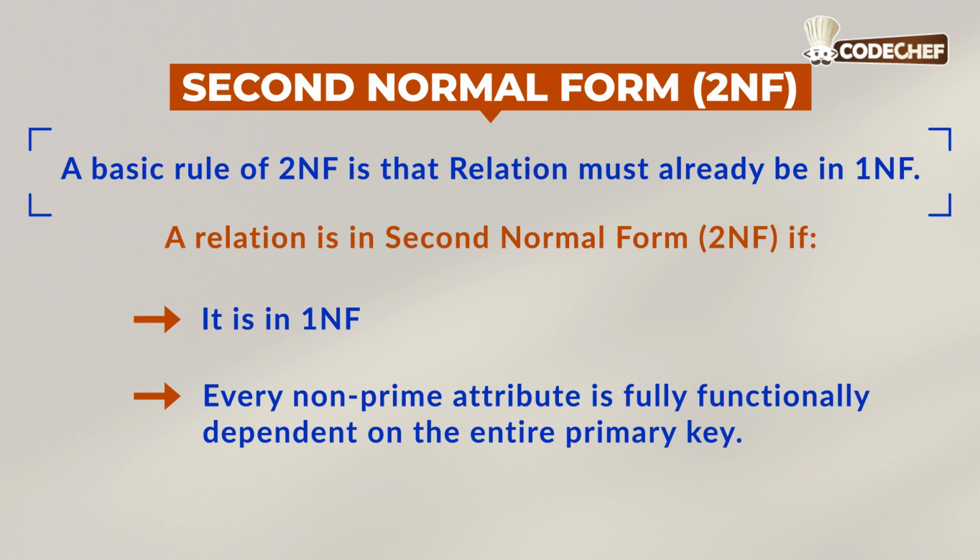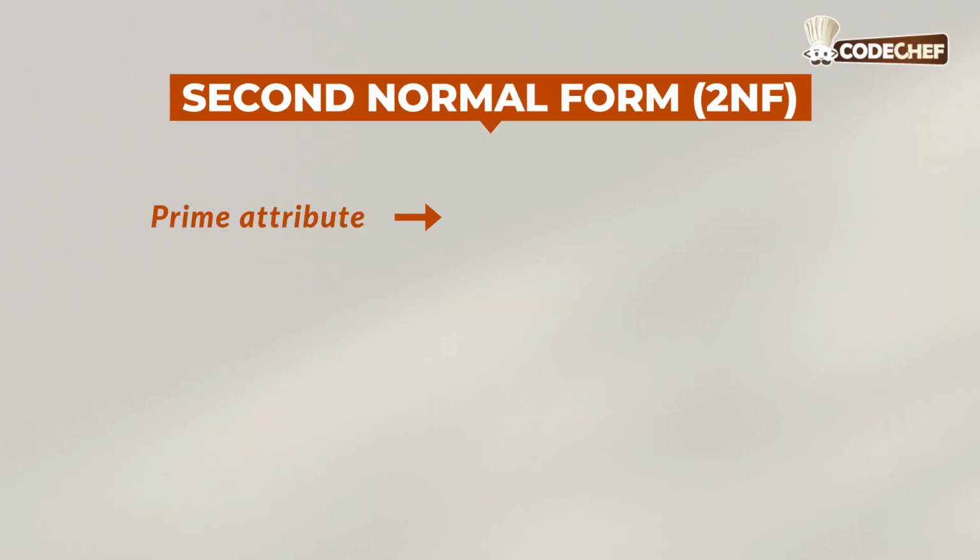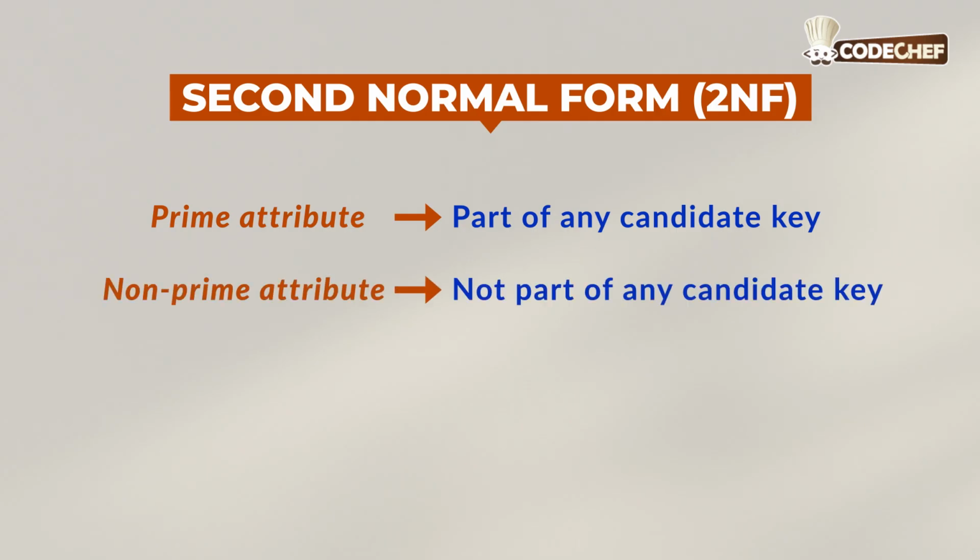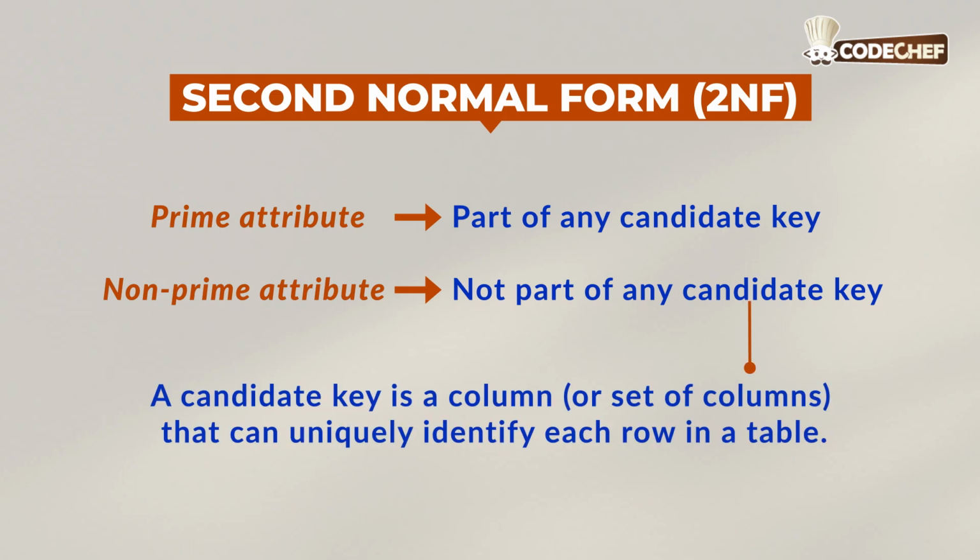Now before we learn more about 2NF, let's see what are prime and non-prime attributes. Prime attributes are part of any candidate key, while non-prime attributes are not a part of any candidate key. What are candidate keys? Keys that have the potential to become primary key for a given table. A candidate key is a column or set of columns that can uniquely identify each row in a table.